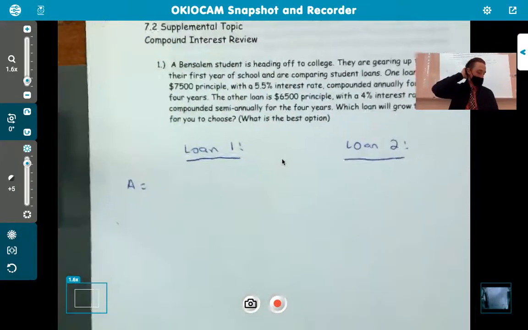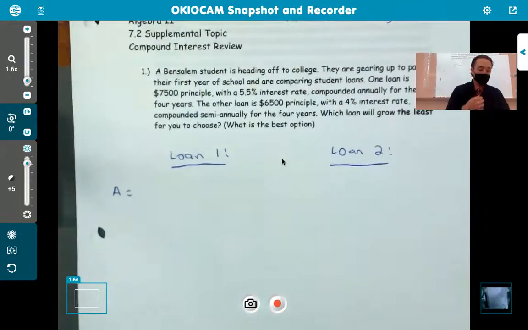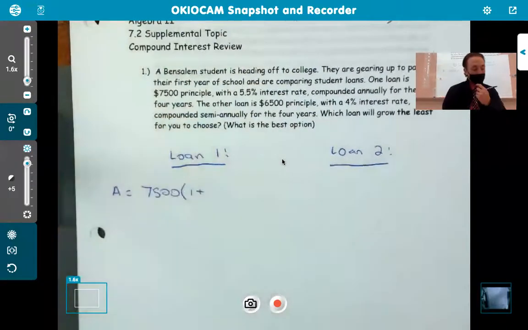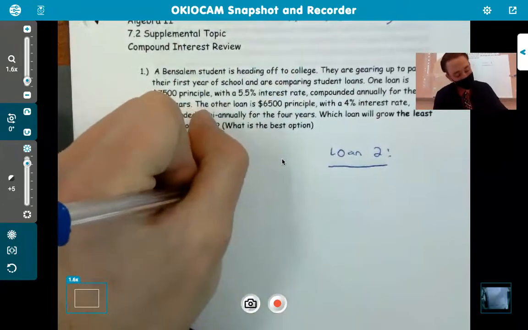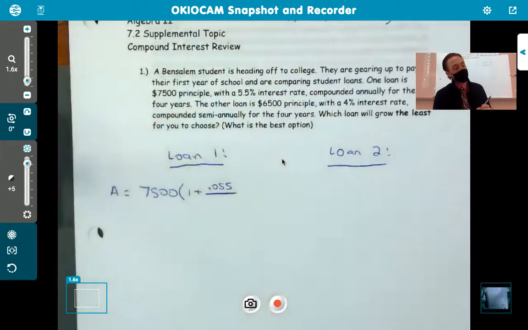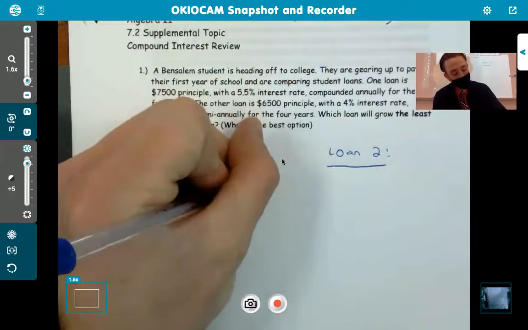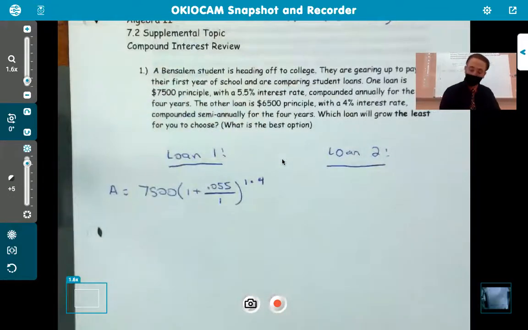And if I look at loan 1, so the first one they talk about says one loan is $7,500 principal. So I'll plug that in for P. What's my interest rate for that same loan? Good, so 0.055. It's compounded annually. So how many times does that happen a year? Just once. Good. Raised to the 1 times 4, since we're taking a look at this over the course of those 4 years.